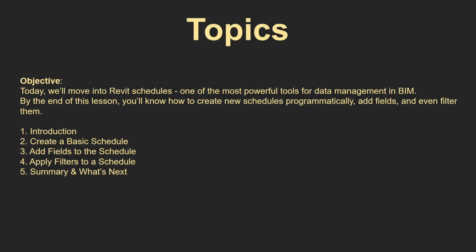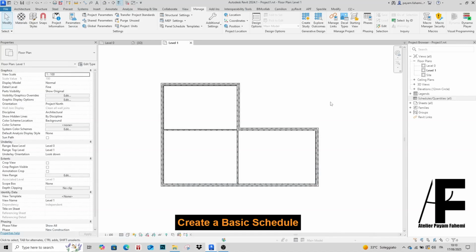Today, we will move into Revit Schedules, one of the most powerful tools for data management in BIM. By the end of this lesson, you will know how to create new schedules, add fields, and even filter them. In the first section, we are going to create a basic schedule for a specific category, in our example, the wall category. In my project, as you can see, I don't have any schedules.